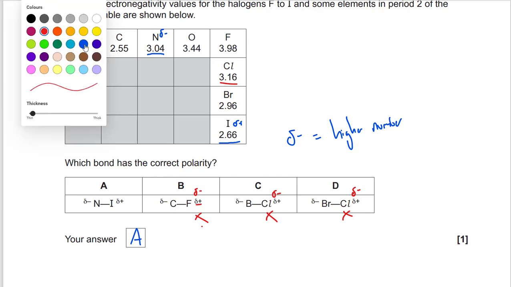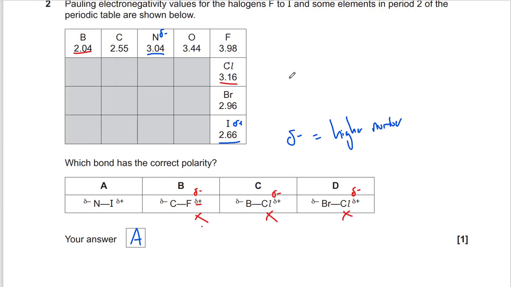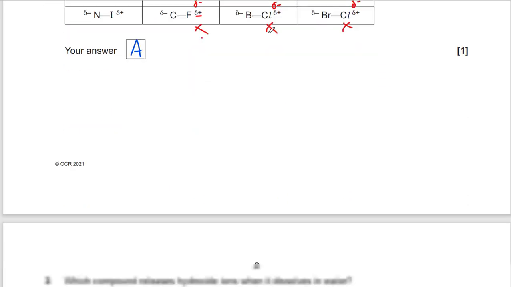So again, trial and error. Sometimes you'll arrive at the answer immediately, other times you won't, but that is a very, very nice straightforward question, particularly because they gave you the numbers. That would have been a harder question if they hadn't given you the numbers and you didn't expect to remember the trend in the table.